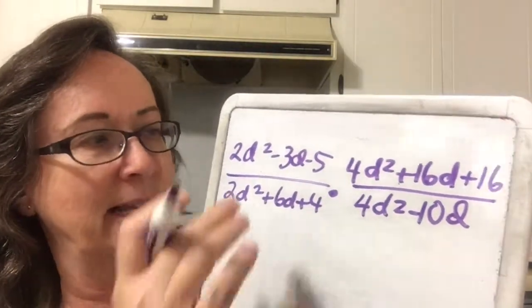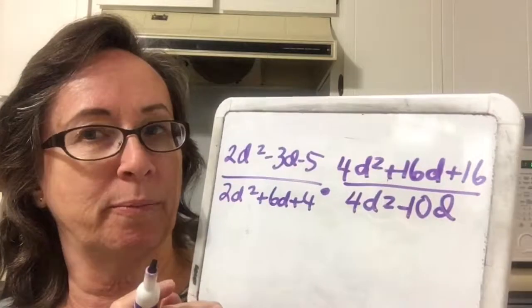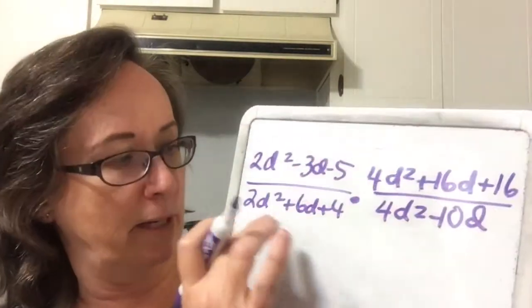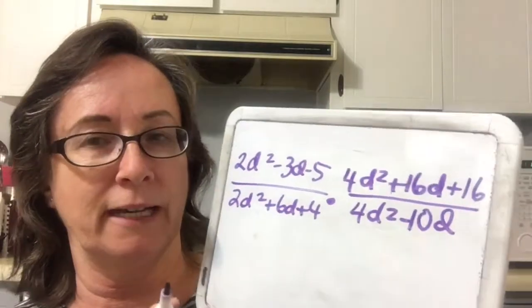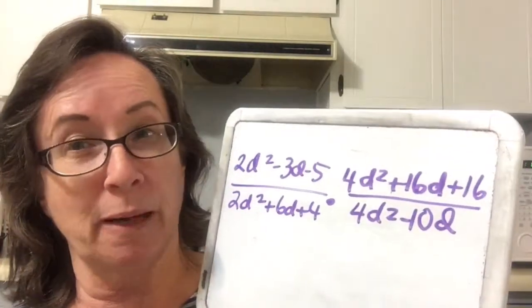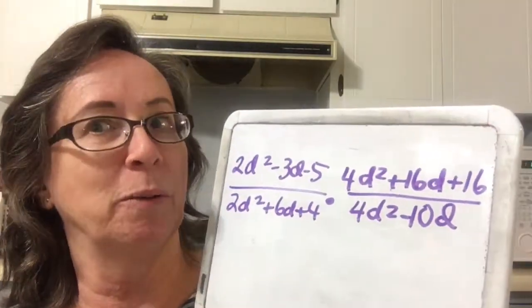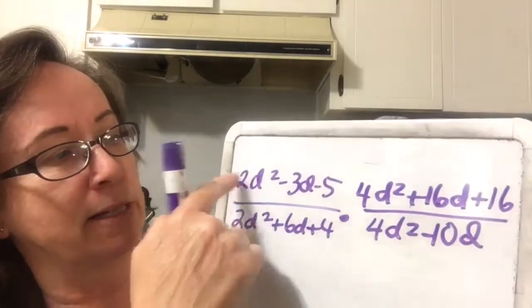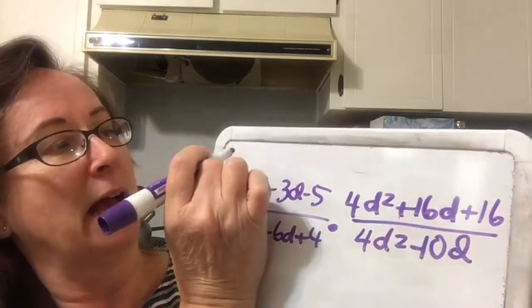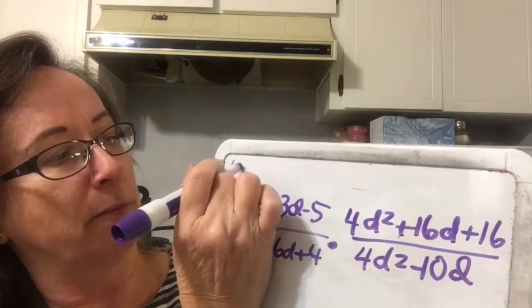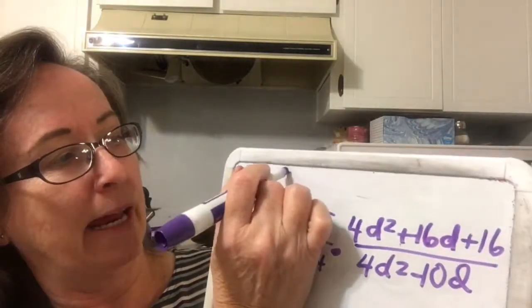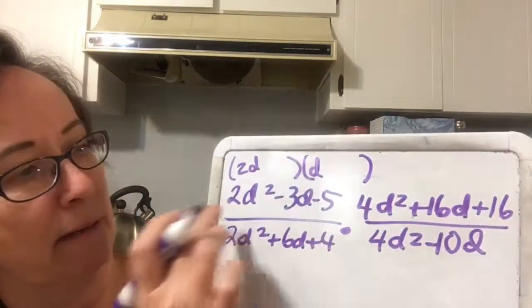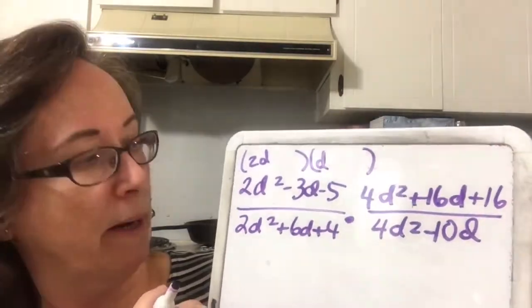The way I do it is I write my problem in the middle of the board so that I have room to factor up here, factor down here, because the less I copy my problem over, the fewer mistakes I usually make. So this one up here, since there is no greatest common factor, I'm going to be able to factor this one with a 2d and a d, because there's only one way to get 2d squared.